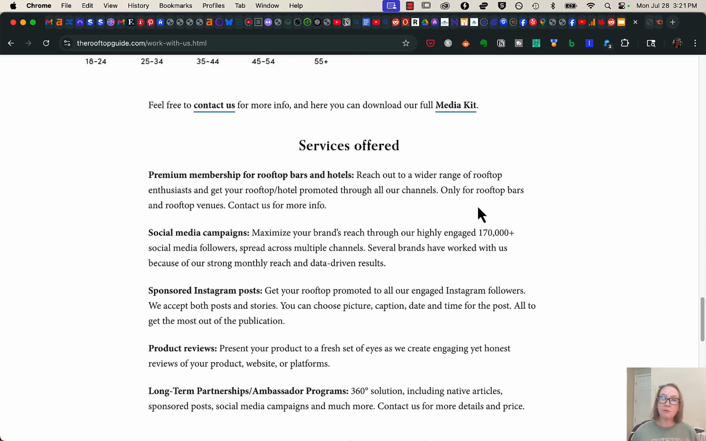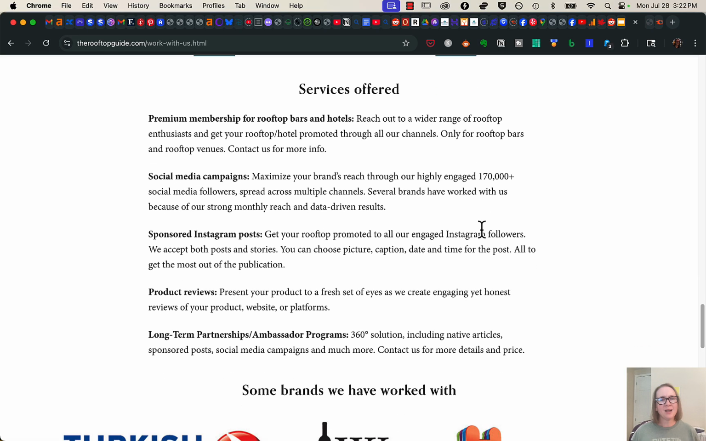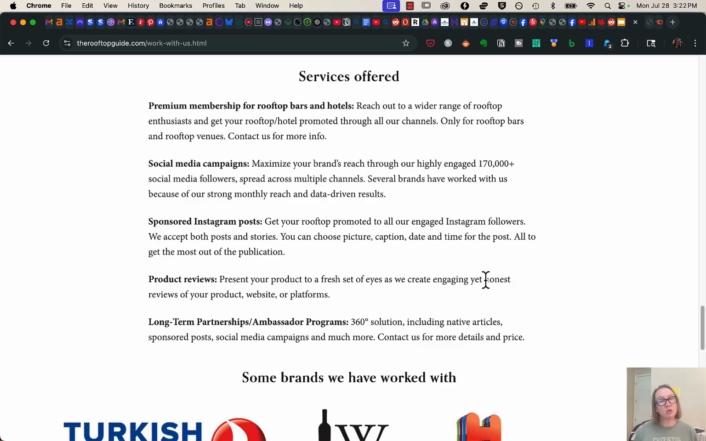So we scroll down here, which they have a lot of text on here. They have the premium membership, which we talked about, basically getting businesses to pay you to be featured on your site. They're also doing the sponsored content on social media, sponsored Instagram posts. They're doing product reviews. That's going to be your sponsored content. And then they have these long-term partnerships that include kind of everything we just talked about: sponsored posts, articles, social media campaigns, and so much more.